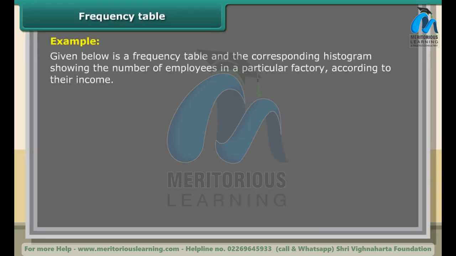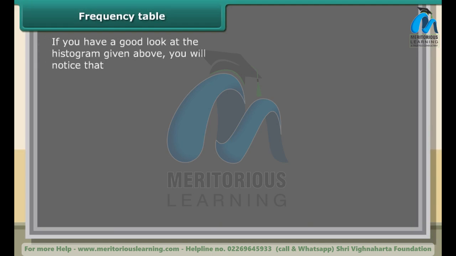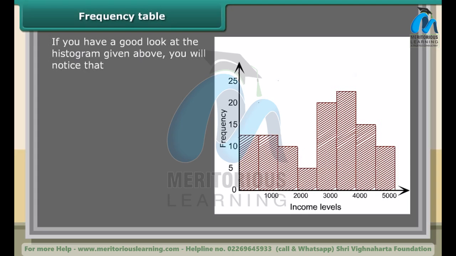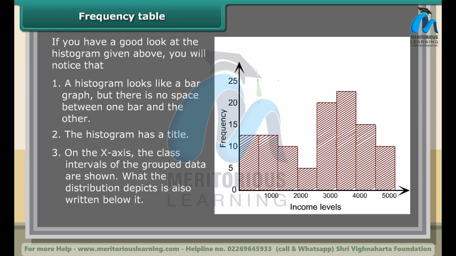Example: given below is a frequency table and the corresponding histogram showing the number of employees in a particular factory according to their income. Solution: frequency table showing 100 employees in a factory according to their income level. If you have a good look at the histogram given above, you will notice that 1. A histogram looks like a bar graph, but there is no space between one bar and the other. 2. The histogram has a title. 3. On the x-axis, the class intervals of the grouped data are shown.